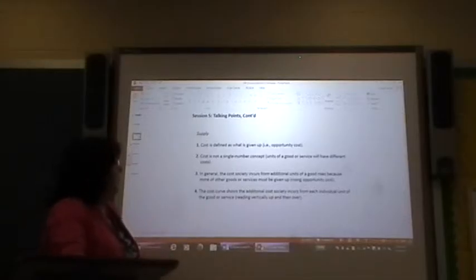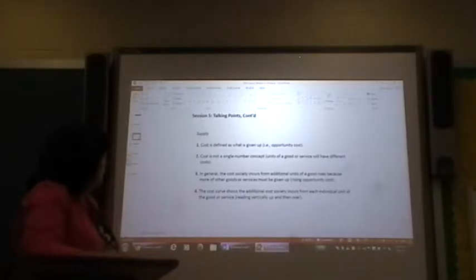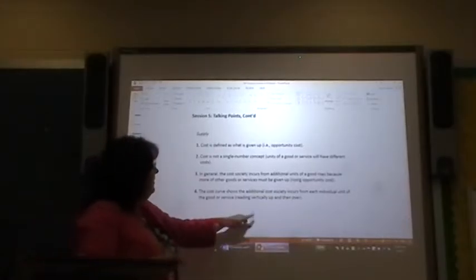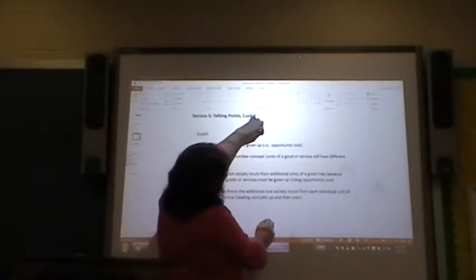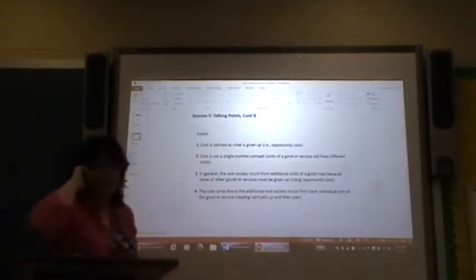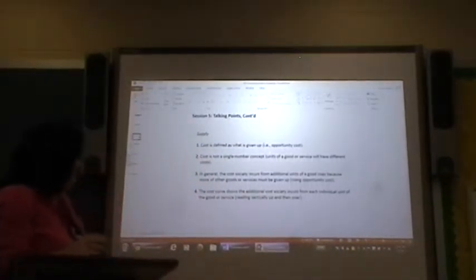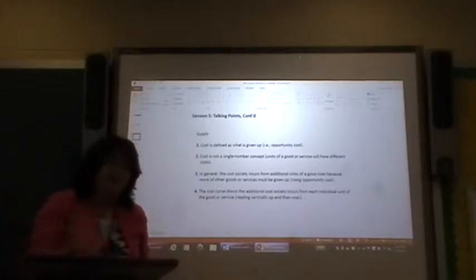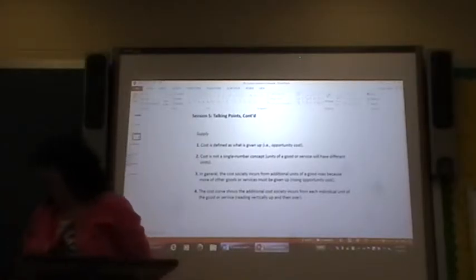Number 4, the cost curve shows the additional cost society incurs from each individual unit of the good or service. So how you read it is you read vertically up, and then you're going to read over. And that's how you're going to read that supply and demand curve. And you've already seen that in a previous video.